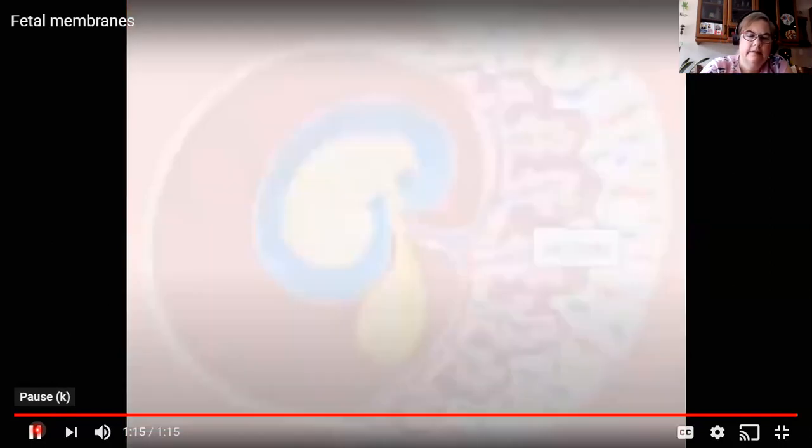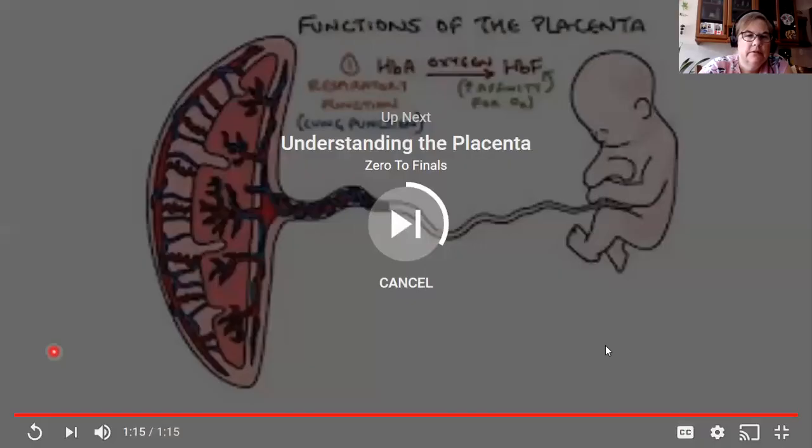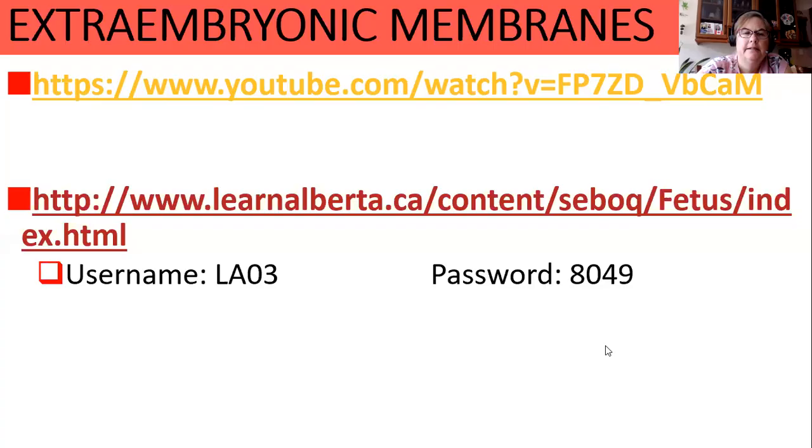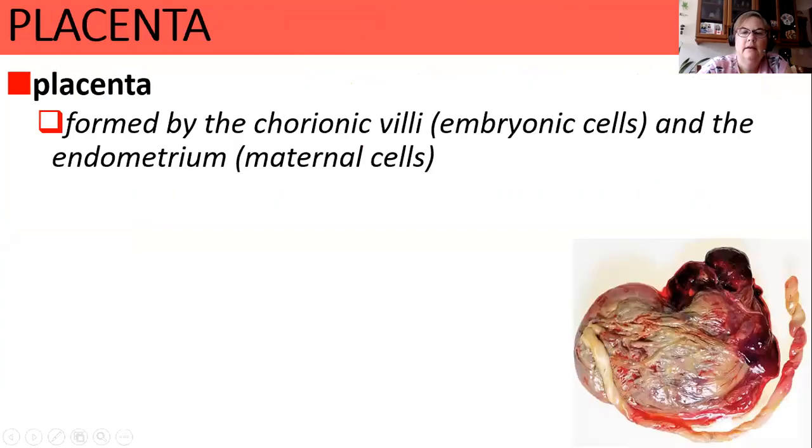Okay, that's enough of that. So we'll just cancel this and go back to this. All right. So the placenta. So this is what a placenta looks like, and we can see the umbilical cord attached. So we want to remember the placenta is what baby is joined to. So the other side of the umbilical cord is attached to the navel of baby.